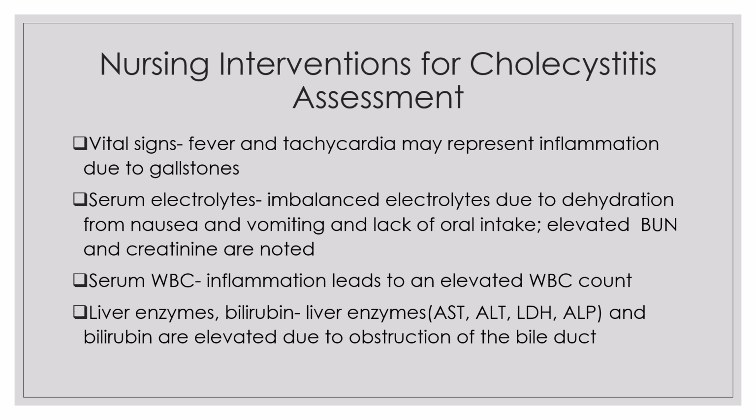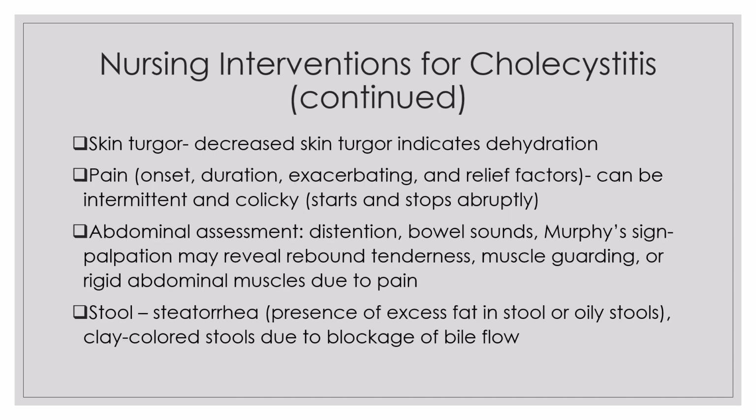Serum WBC: inflammation will lead to an elevated WBC count. And again, those liver enzymes and the bilirubin, the AST, the ALT, the LDH, the ALP, all of those, as well as the bilirubin, are going to be elevated due to the obstruction of the bile duct. We're going to monitor the skin turgor. It will be decreased. This can indicate dehydration.